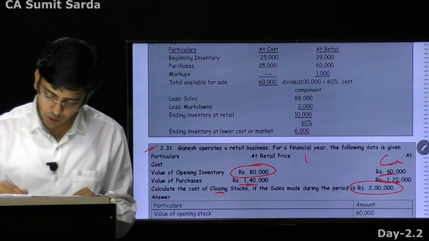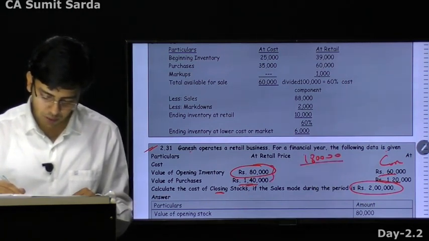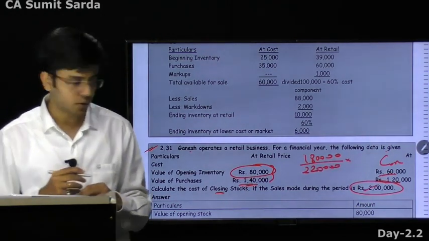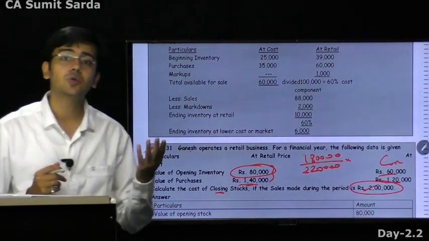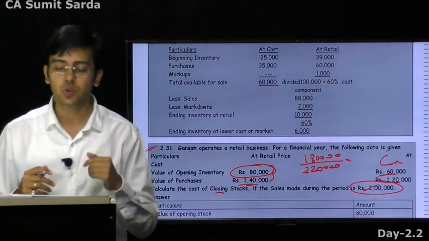The cost is 1,80,000 for goods having MRP 2,20,000. So we have made a sale of 2 lakh out of 2,20,000 MRP. What is the closing stock?